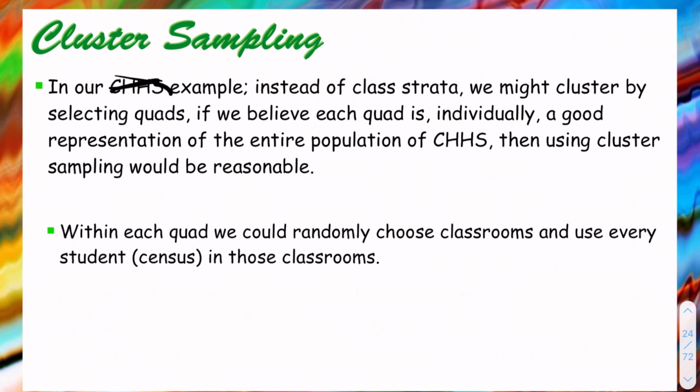So in Divine Child, instead of class strata, we might cluster by selecting regions of the building. If we believe each region is individually a good representation of the entire population, think the hallway, room 111, the science wing, the gym, and then the art room, then using cluster sampling would be reasonable. So within each quadrant of the building, we could randomly choose classrooms and use every student, which is a census in that classroom, to answer our questions.